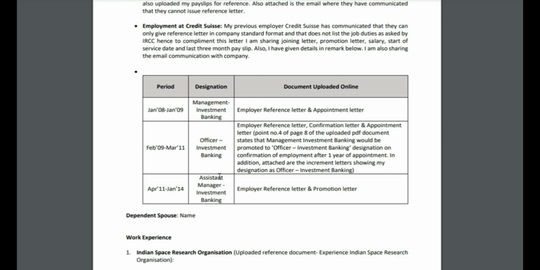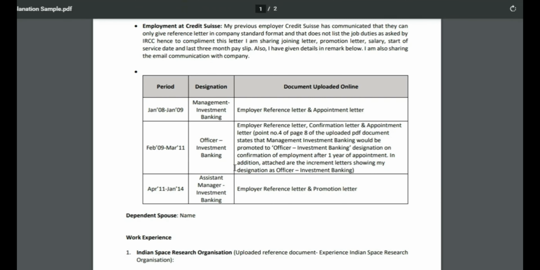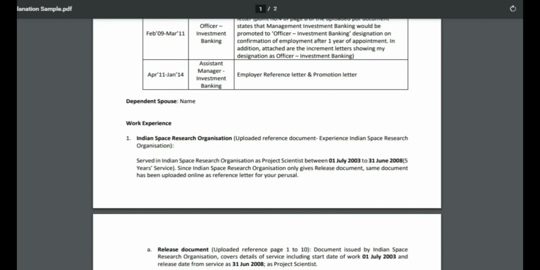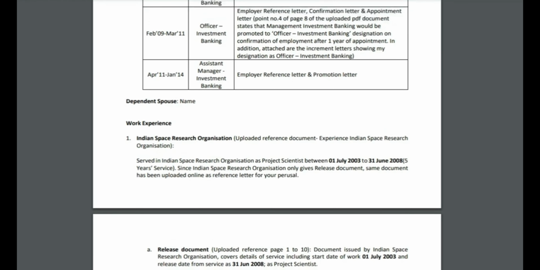Now, for the third designation, employer reference letter, which is the same letter, and the promotion letter. So that was attached. So that gives clarity that she was in what all designation and what were the documents which are corresponding to that. Now, when it comes to dependent spouse, which is my case, I was working in an Indian government organization. Now, there they don't give any relieving letter.